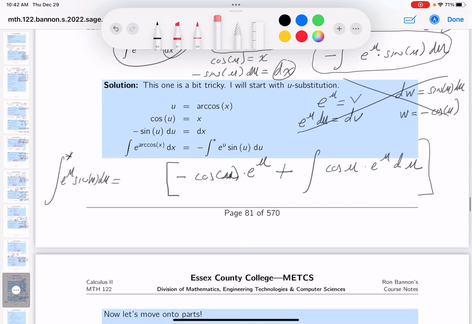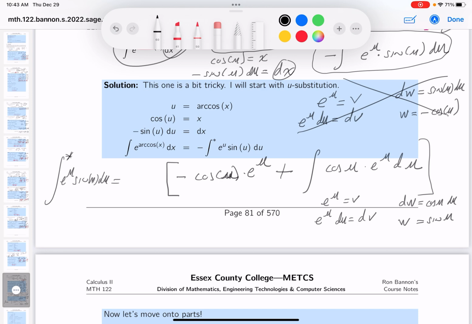All right, I'm still working on this. And I want to see if I can figure this out. And same thing. I can put this over here. e to the u is v. And e to the u du is dv. And then I'm going to say dw is going to be cosine of u du. That means w is sine of u.